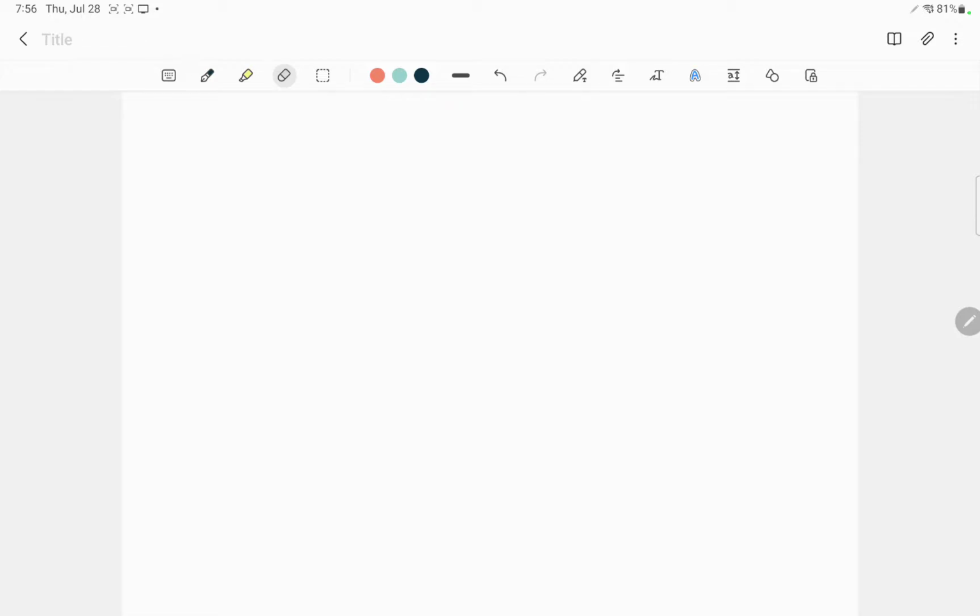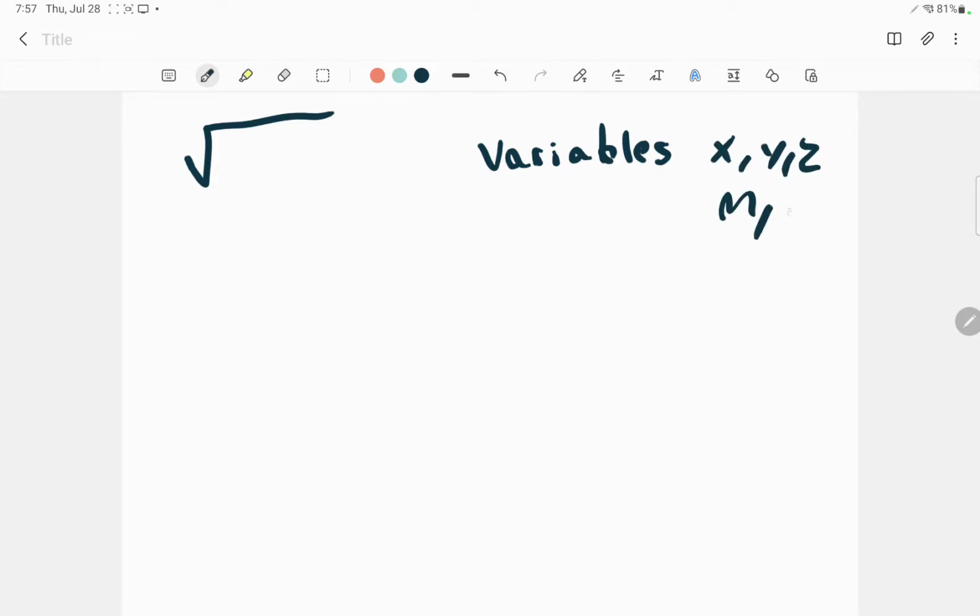So we're going to be working with square roots again, but now we're going to be working with variables. What are variables? Variables are letters. It's either X, Y, Z, or M. It doesn't matter. It can be whatever letter you want. And you're usually going to see an exponent. What's an exponent? We're going to be working with exponents today.